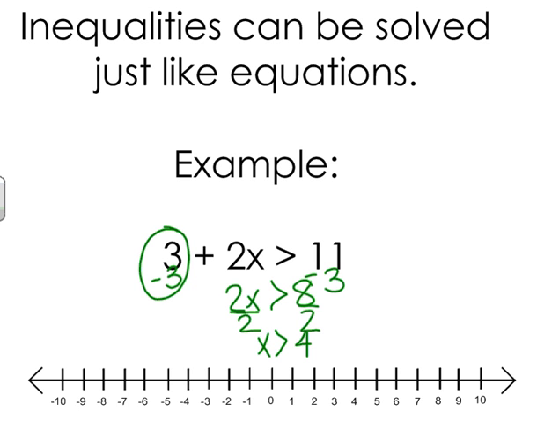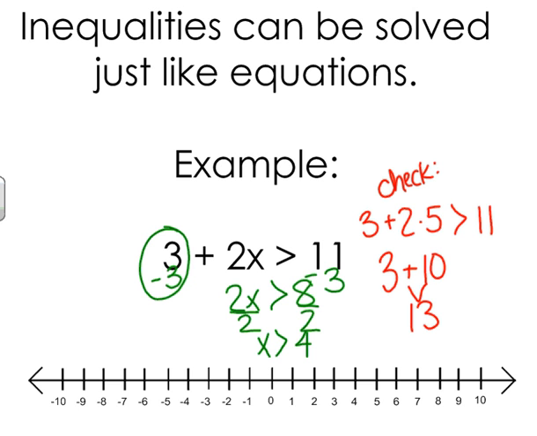Let's do a test. If we do a check-it step, I'm going to pick a number greater than 4. Let's just pick 5. And I'm going to substitute that in and solve to make sure it works. When I do that, I get 3 plus 10, and 3 plus 10 is greater than 11. That's a true statement. And so because it works, I know I'm going to shade the side of the number line that has 5.